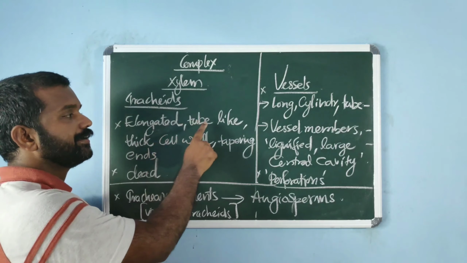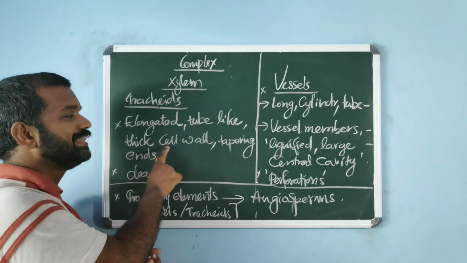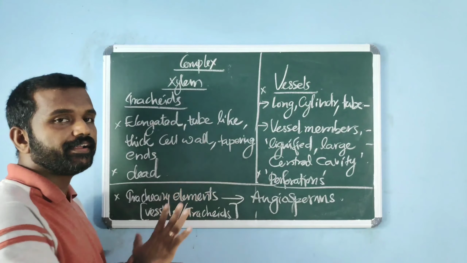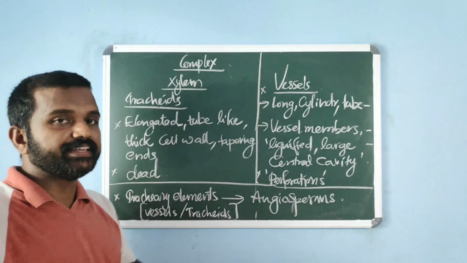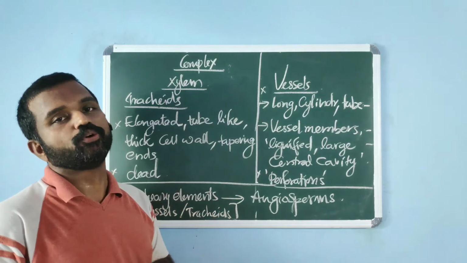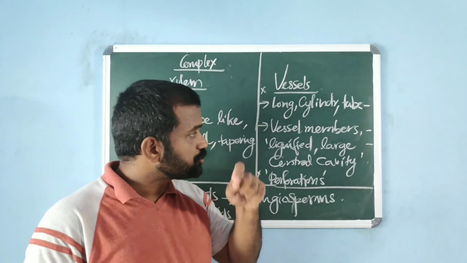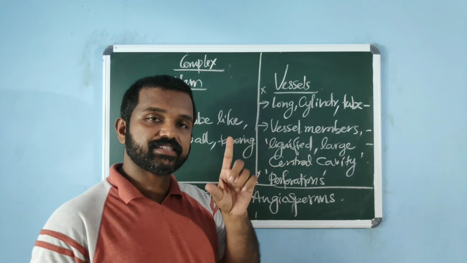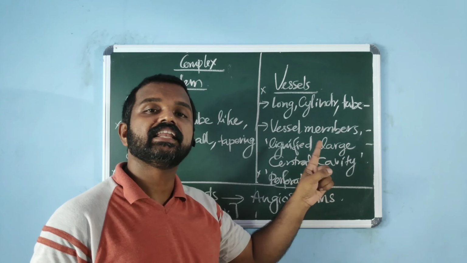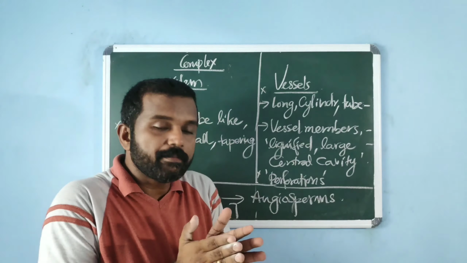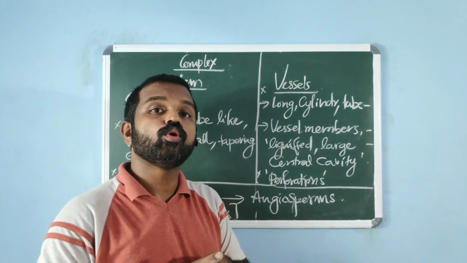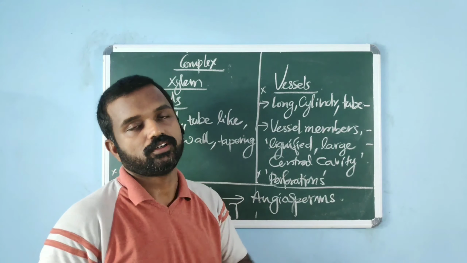Tracheids are elongated tube-like cells with thick lignified cell wall and tapering ends. And lignified, they are dead at maturity. That means they are without protoplasm. And vessels. Vessels are long, cylindrical, tube-like structure. Vessels are made up of numerous vessel members. Each vessel member has a lignified cell wall and large central cavity. Adjacent vessel members are connected through perforations in their common wall.